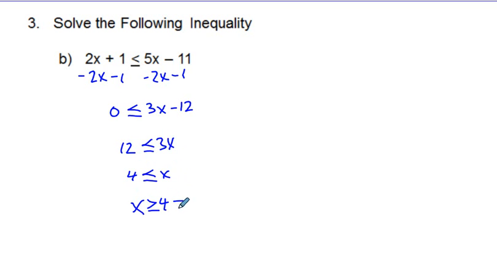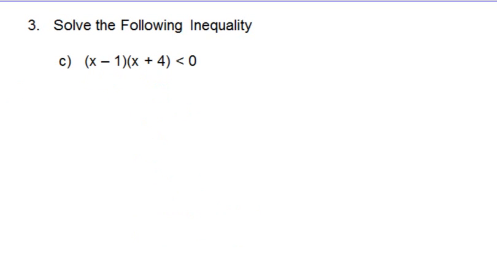And we can rewrite this in interval notation as bracket 4 comma infinity. So there we would have our answer for that. And we could work this out graphically too. Graph the function 3x minus 12, figure out where that would be.